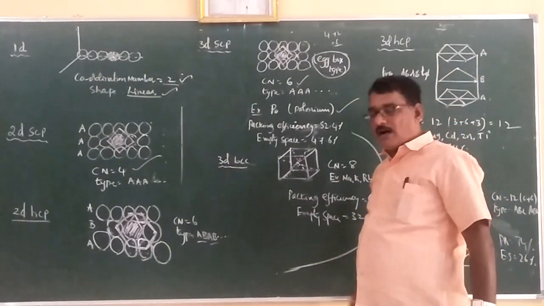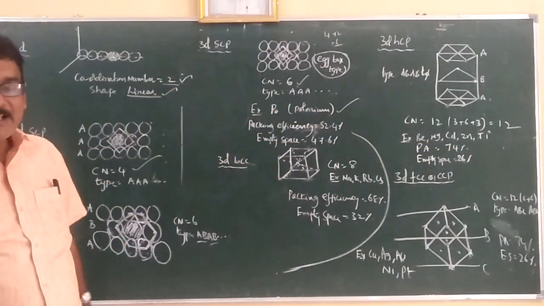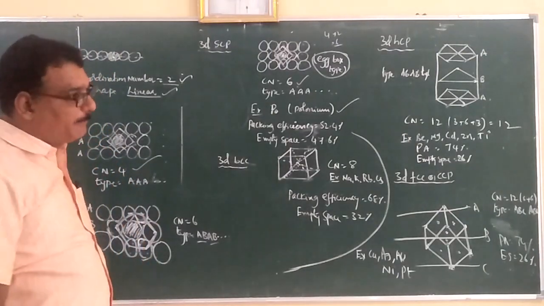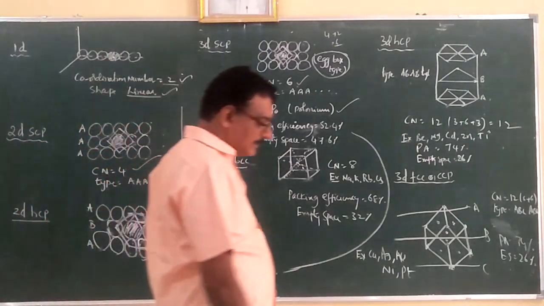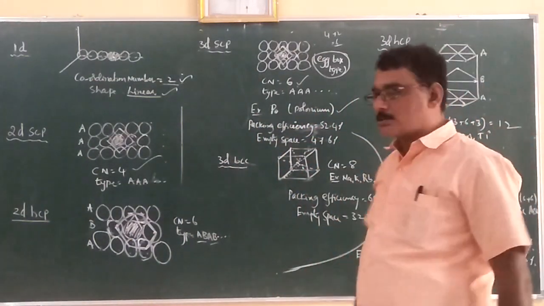But what type of metal will exhibit this? This 3D SCP, polonium, is very important. The polonium metal follows the 3D SCP, like an egg box.